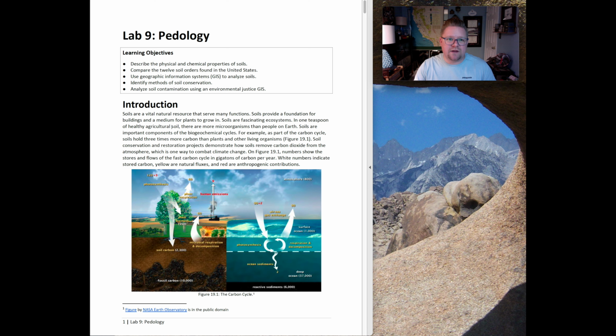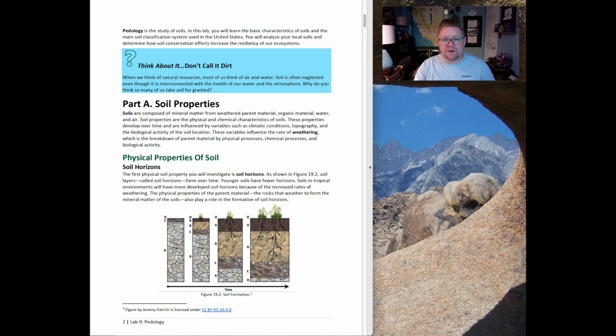And so we can observe that in this diagram, which brings us into the idea that soils are very different than dirt. When we think about natural resources, most of us think of air and water, but soil is quite neglected, even though it is mostly interconnected with everything, including our health and just the atmosphere. So dirt is the stuff you get in your shoes, and that's not what we're really looking at. We're looking at the actual soil itself, the material underneath the surface. So just know there's a big difference there.